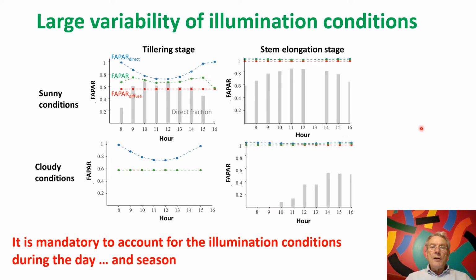You have here another example, the stem elongation stage, later in the growth season, where the fraction of absorbed radiation is almost saturated, so close to 1. All the radiation is absorbed by the canopy. And of course, in this case, the illumination conditions are not very important.